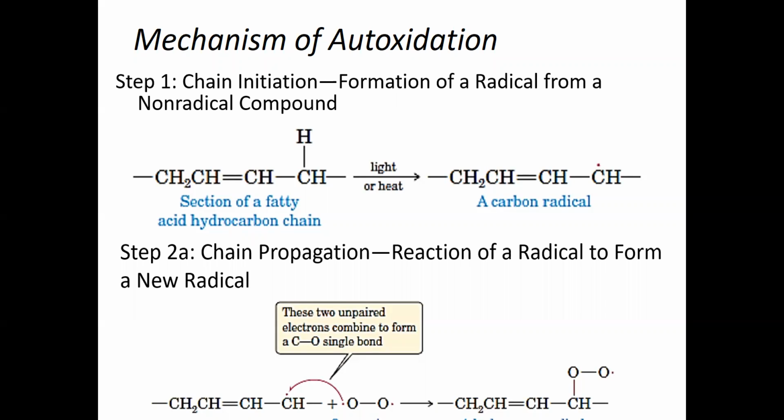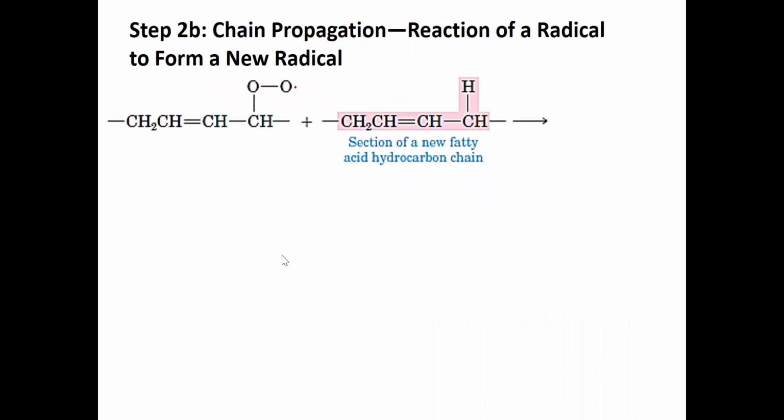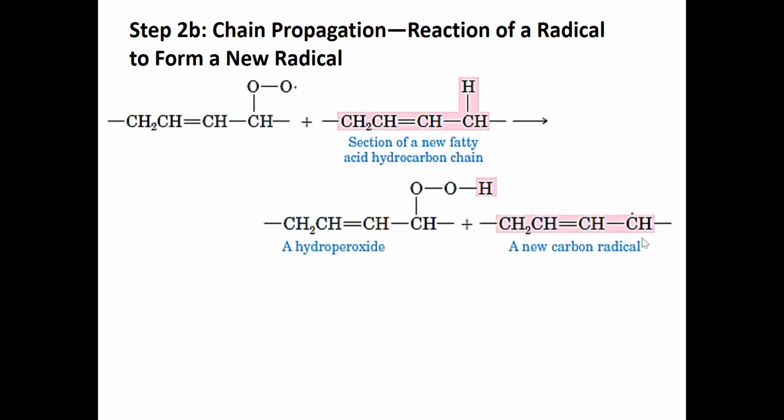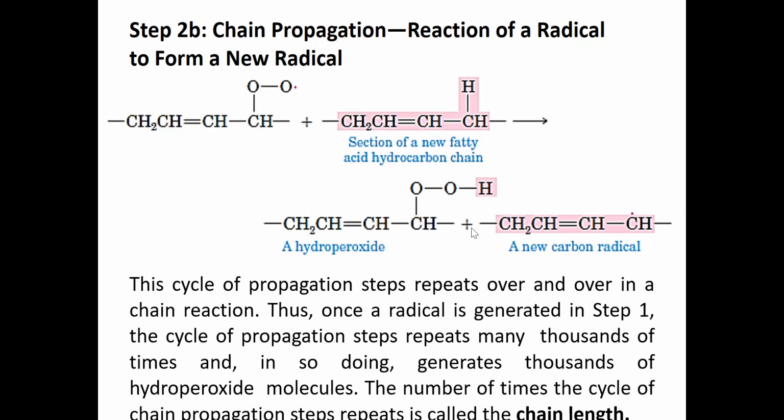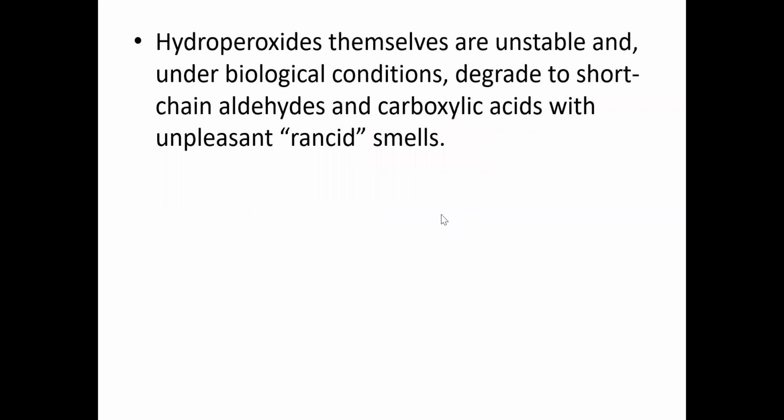You have your hydroperoxide radical, and in the presence of the fatty acid, a hydrogen will be cleaved. You use this radical to form a bond with one electron from hydrogen, and the process is repeated. What you get is the allylic radical originally from your fatty acids, and you just repeat the cycle. That is the auto-oxidation process. The hydroperoxides themselves are unstable under biological conditions.